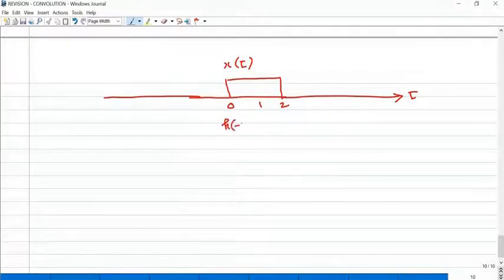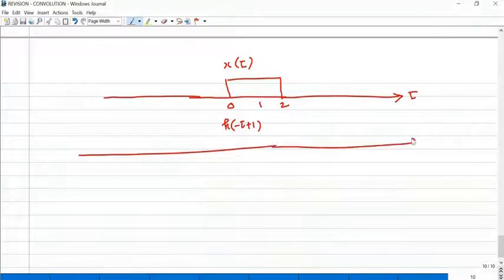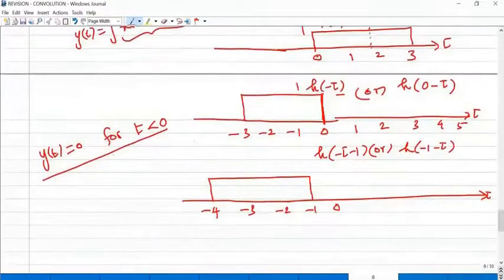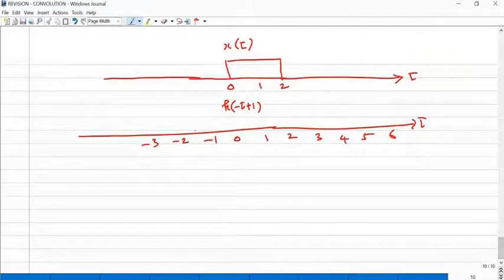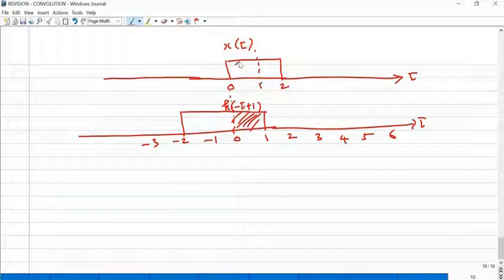H of minus tau plus 1. Where is minus tau diagram? This one. So minus 2 to 1. You get the signal from minus 2 to 1. Now see, partially this signal will get overlapped with this signal.